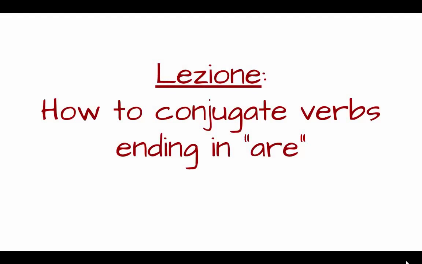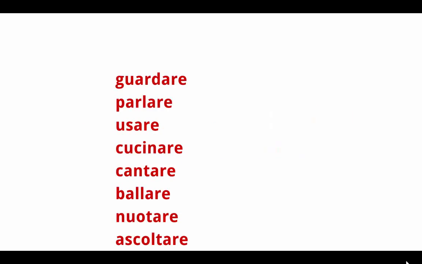Ciao ragazzi, today's lezione is how to conjugate verbs ending in ARE. For example, here's a list of verbs that we've seen throughout the year. Guardare, parlare, usare, cucinare, cantare, ballare, nuotare, and ascoltare. All of these verbs end in an ARE, therefore they will all take on the same rules of conjugation.